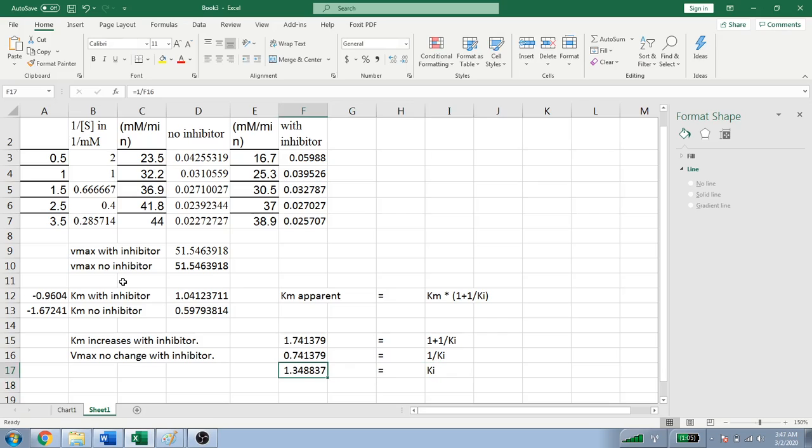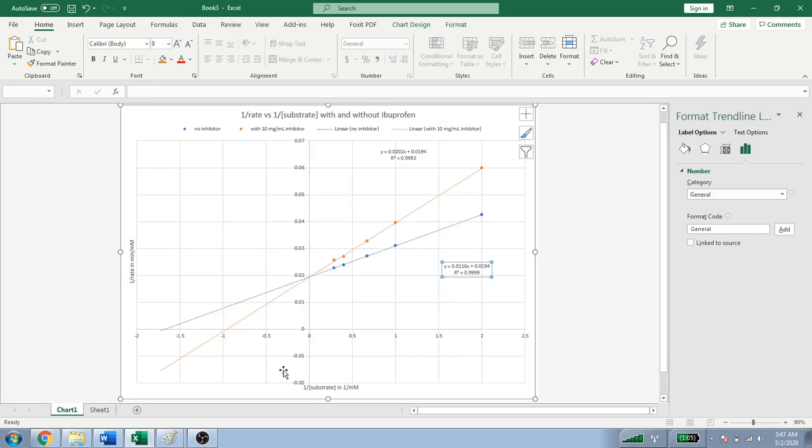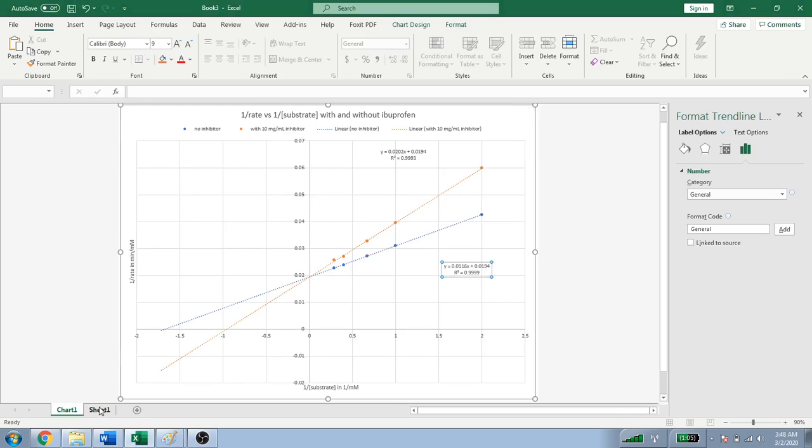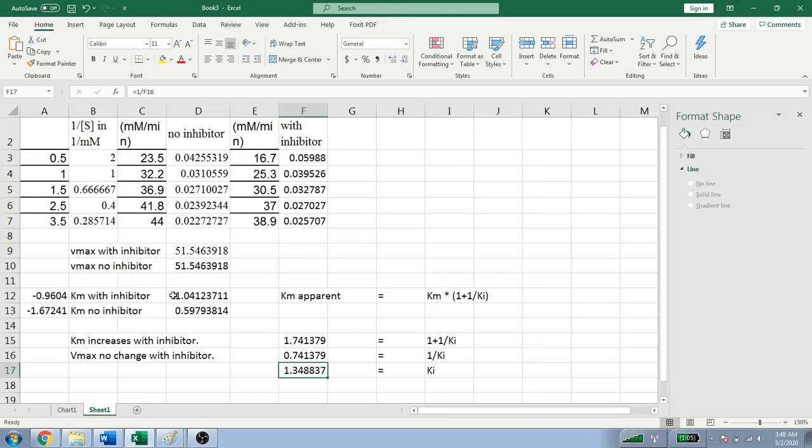Now what are the units of Ki? Well, let's see. The units of the x-axis is 1 over millimolar. That means the units of the x-intercept is 1 over millimolar. But to find the Km, we took the negative reciprocal of the x-intercept. So the units here are no longer 1 over millimolar. They are actually millimolar. Right?